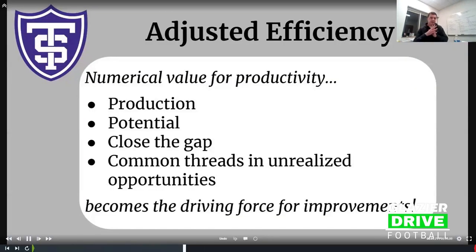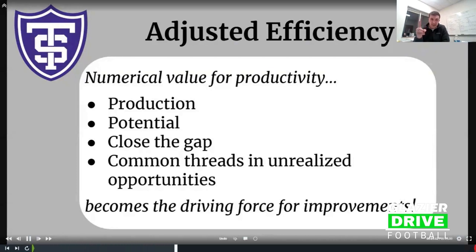The thing that I think is, I'm sure other people do this, but I believe is a little bit unique and has been the driving force of this entire talk is what I call adjusted efficiency. And what this is, we're trying to put a numerical value for productivity of our concepts coming out of the season. All right. And to break it down quite simply, it's a very easy process. Number one, what we're going to look for is the production.